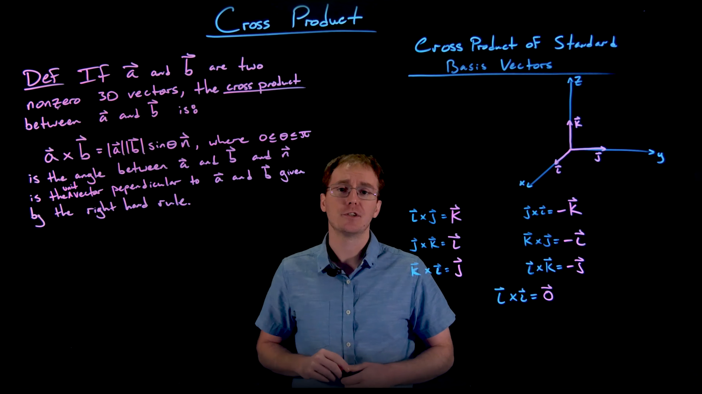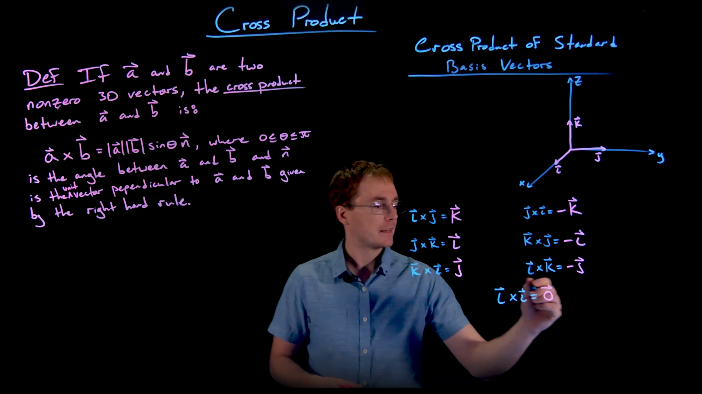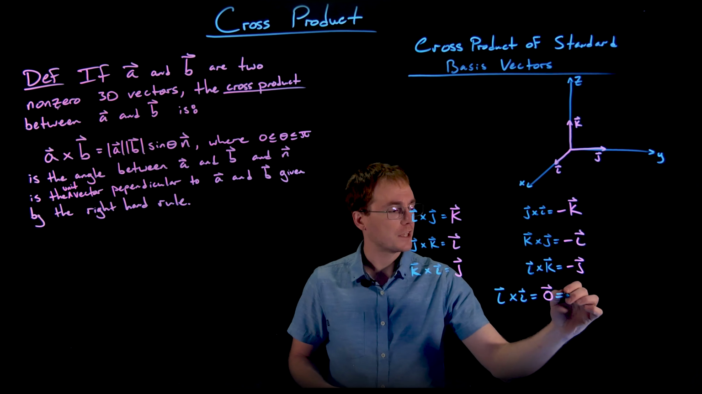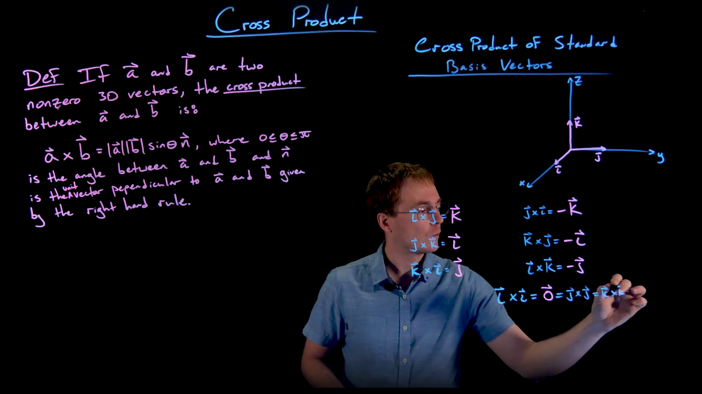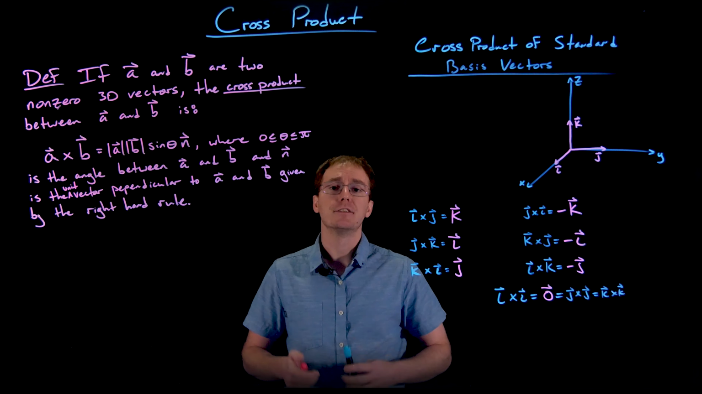So whenever we take the cross product between a vector and itself, we're going to get the 0 vector. And that's true for i cross i, j cross j, k cross k, or any vector crossed with itself. That always zeroes out and gives us the 0 vector.